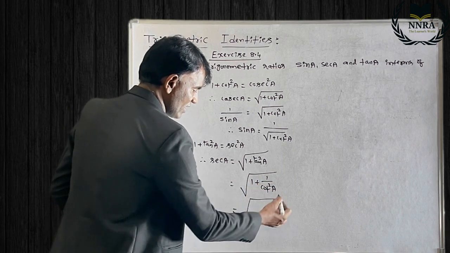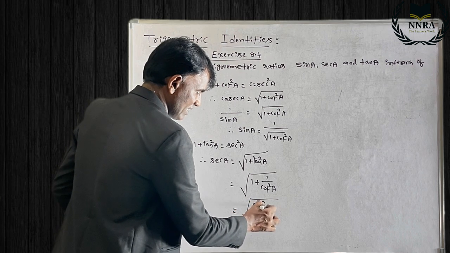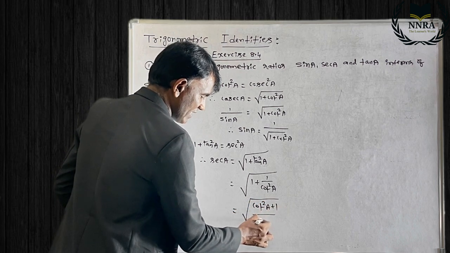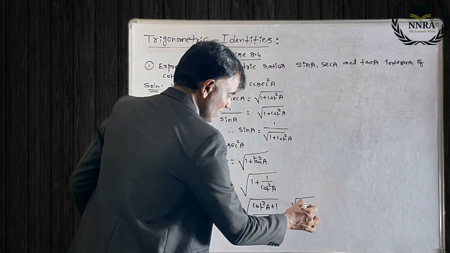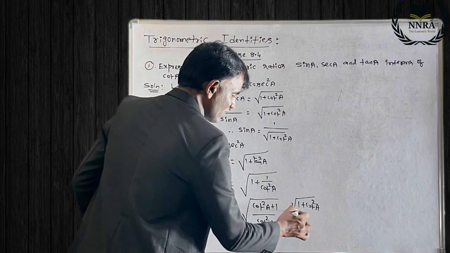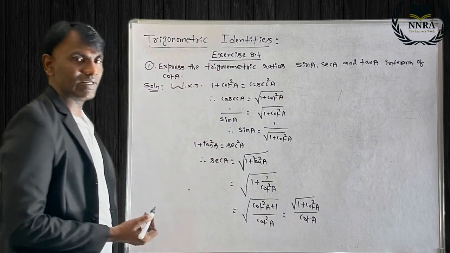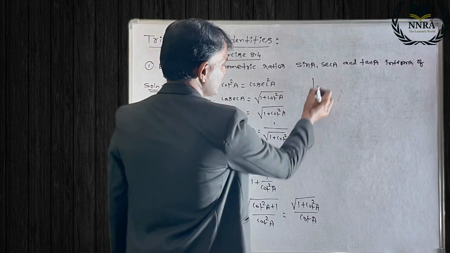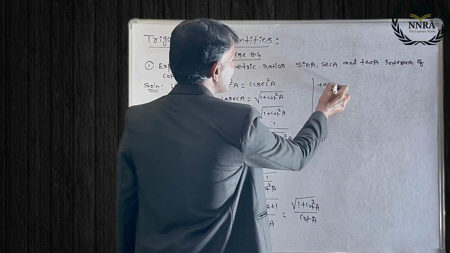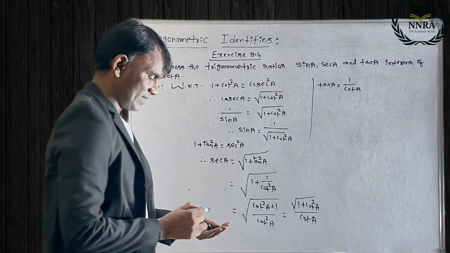So square root of, what is that? 1 into cot square A, and then plus 1, divided by cot square A. The same value can be written as square root of 1 plus cot square A divided by cot A. Why? Because root of cot square A equal to cot A. Okay. And coming to the third one, tan A in terms of cot can be written as 1 by cot A. That is the answer.